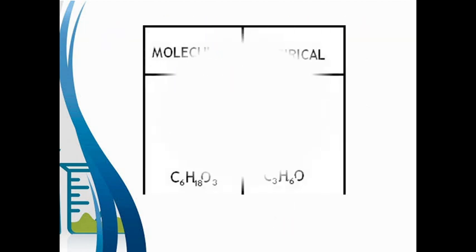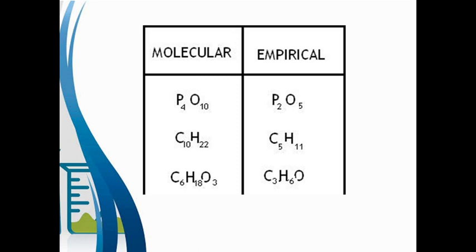Another example of empirical formula versus molecular formula. Tetraphosphorus decoxide, why is it tetra? Because it has 4 phosphorus and 10 oxygen. So the molecular formula P4O10 has the empirical formula P2O5. It should be divided by 2. So 4 divided by 2 is equal to 2, and 10 divided by 2 is equal to 5.